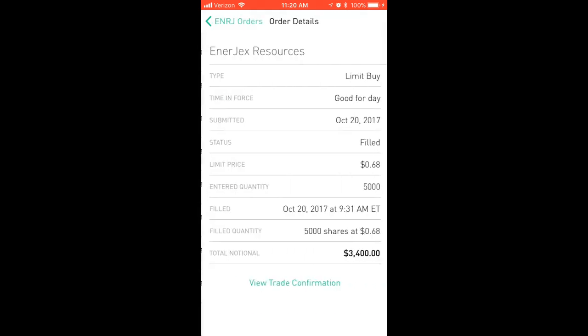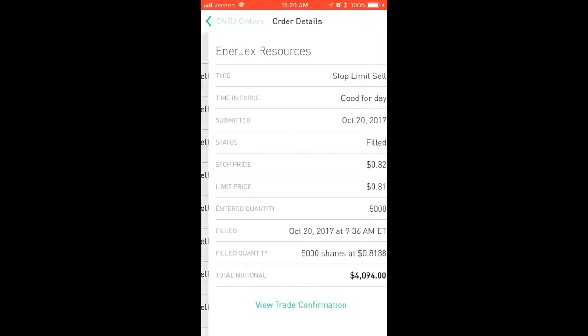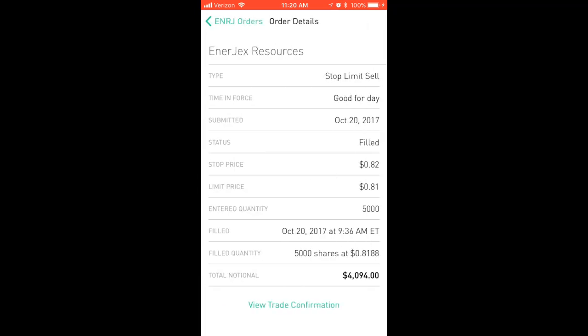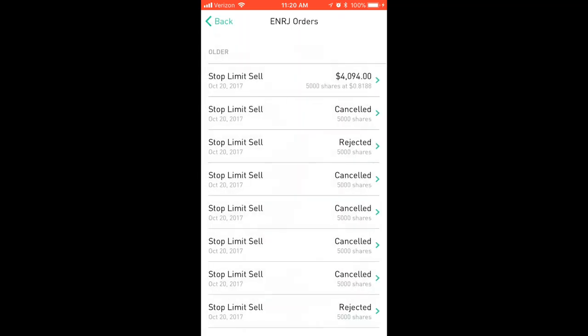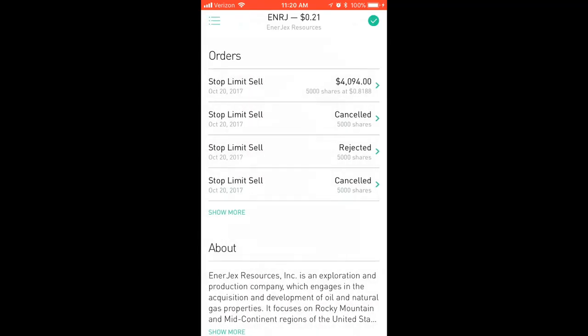But as you can see, I got in for 5,000 shares at 68 cents at 9:31 a.m. And at 9:36 a.m., so 5 minutes later, I put my stop price to 82, my limit, so the least amount I was willing to accept, at 81. And I got filled at 0.8188 in between those two prices, as you can see, for $4,094 total. So $3,400, $4,094, about a $700 trade in 5 minutes, which obviously was a great trade.